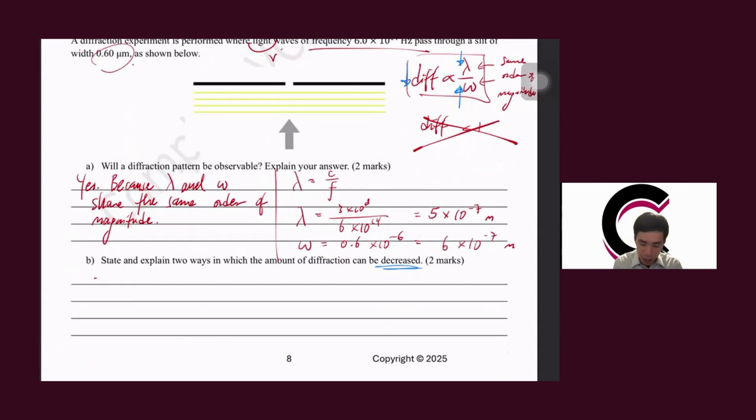You can say decreasing the wavelength, or you can say increasing the frequency, given that it's traveling in the same medium. So that should be corresponding, increasing the frequency.